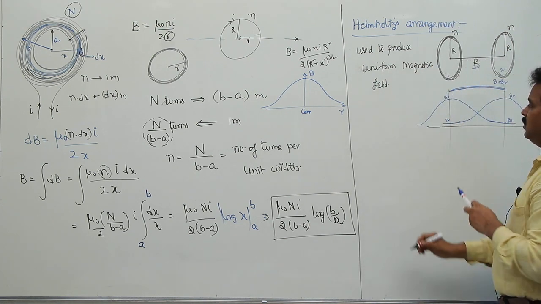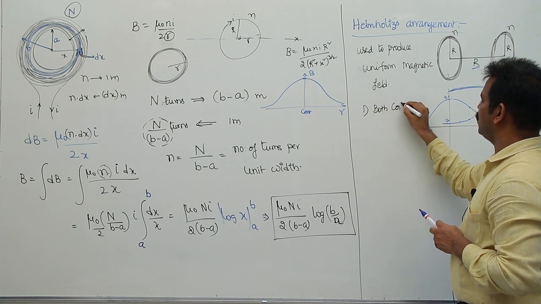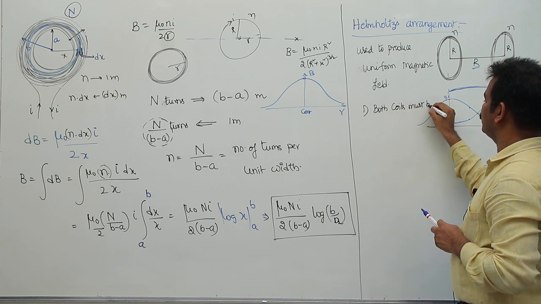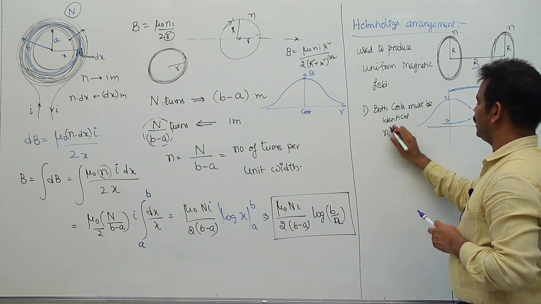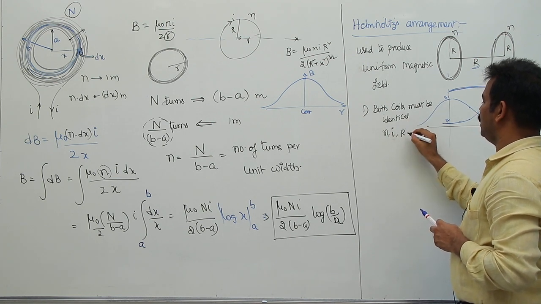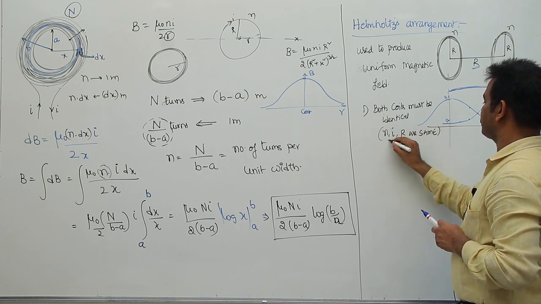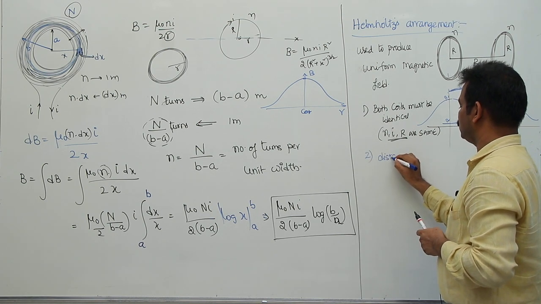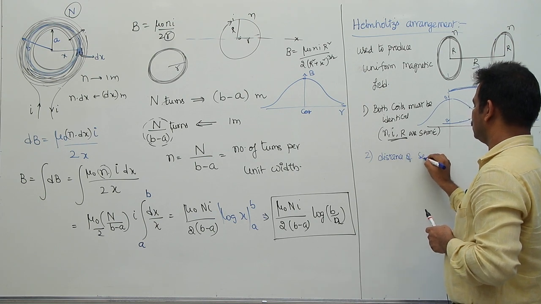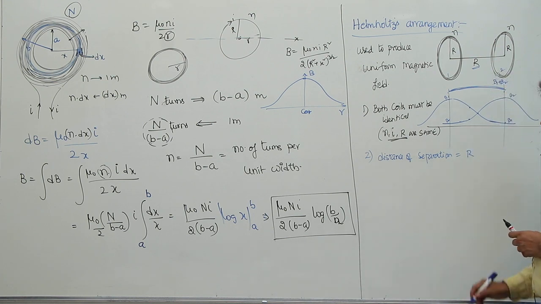So the first condition is that both coils must be identical. That means N, the current carrying I, and R should be the same. The second one: the distance of separation should be equal to the radius of any one of the coils.